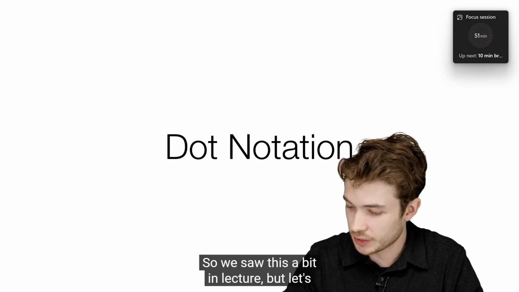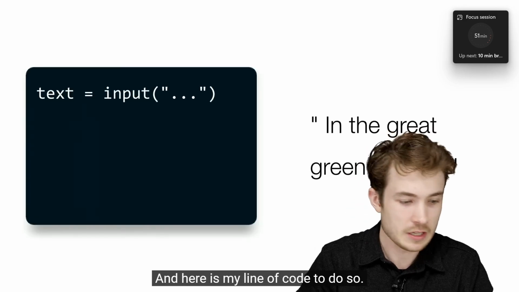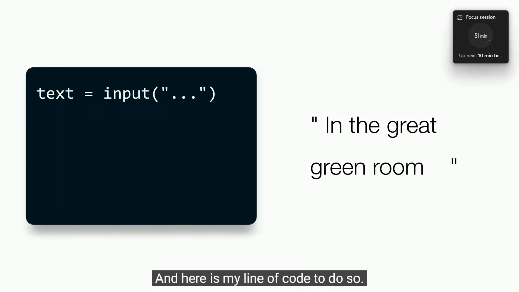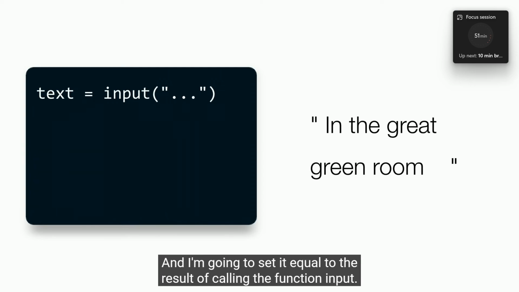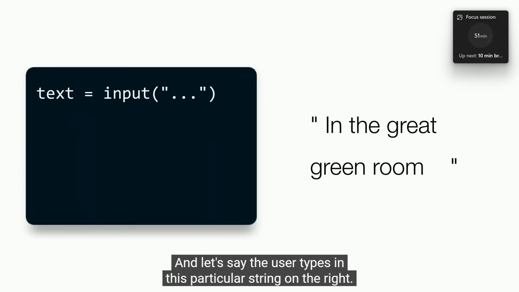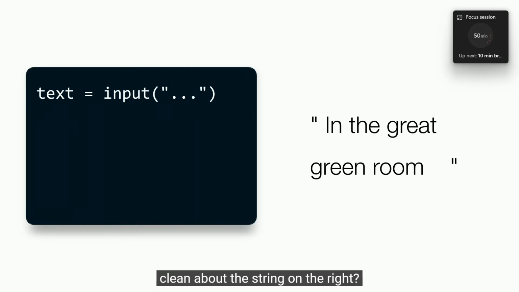So we saw this a bit in lecture, but let's say I want to get some input from the user. And here is my line of code to do so. I say, let's make this new variable called text, and I'm going to set it equal to the result of calling the function input. And let's say the user types in this particular string on the right. Now what do you notice that's a bit, well, not so clean about the string on the right?